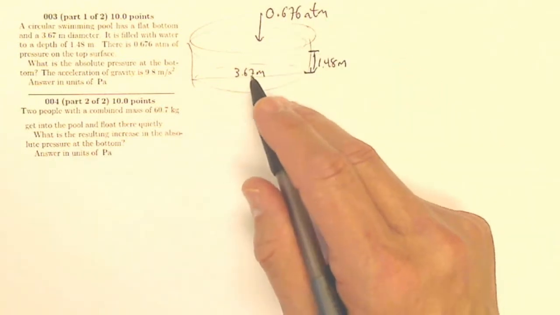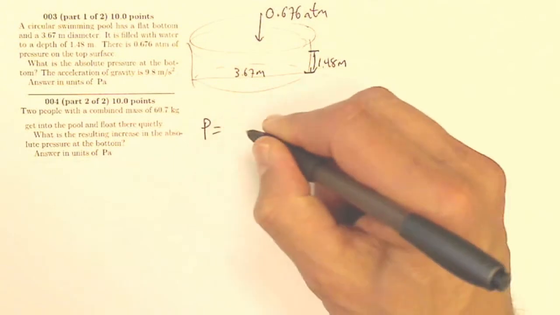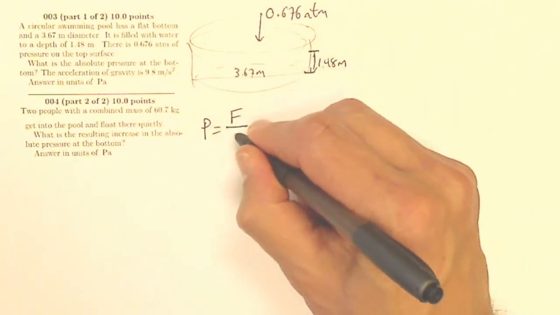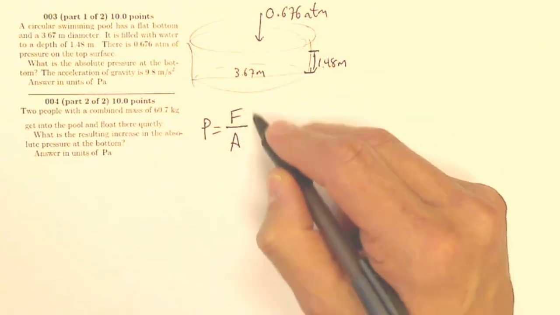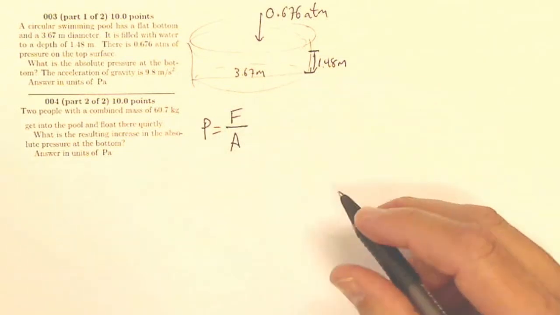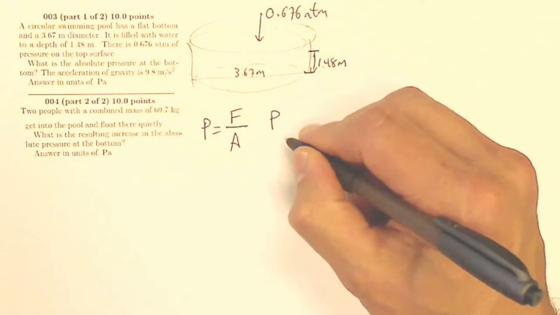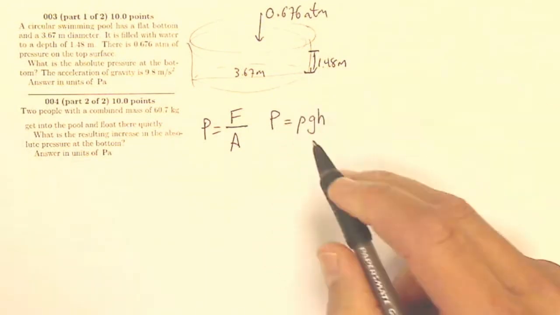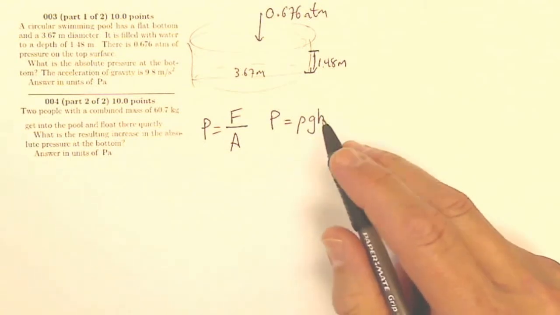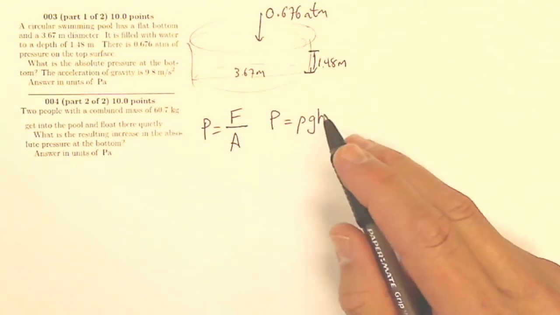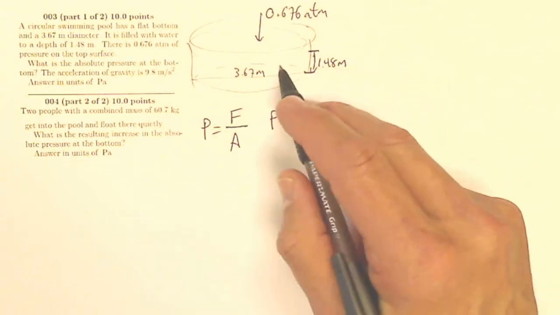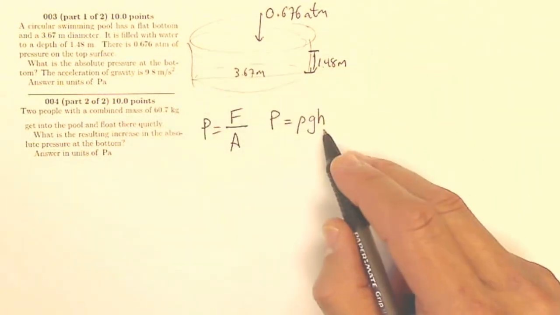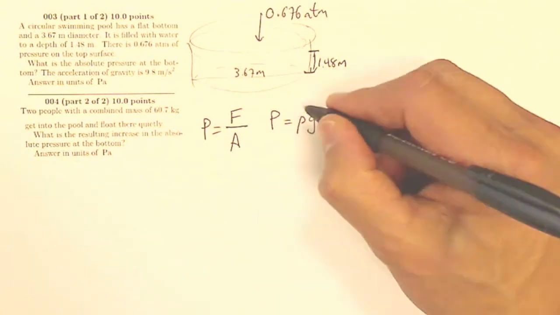Now, I could find the pressure at the bottom equal to the force of gravity on all the water divided by the area of the bottom. But I don't have to do all that because I know that my pressure due to the water is going to be rho g h. It's going to be the density of the water times the gravity of 9.8 times the depth of the water. It really doesn't matter how big this pool is because I'm going to do rho g h with that. But that's just from the water.